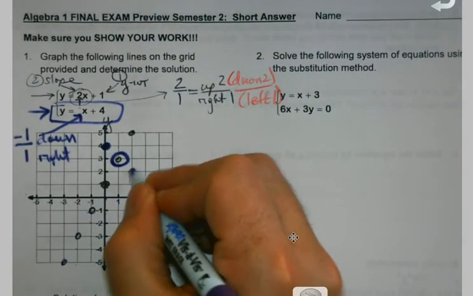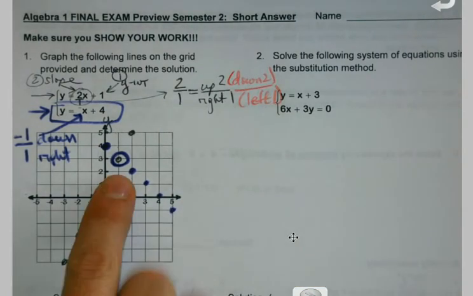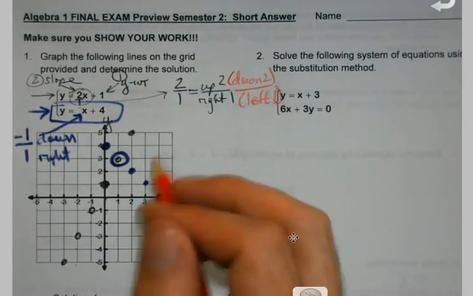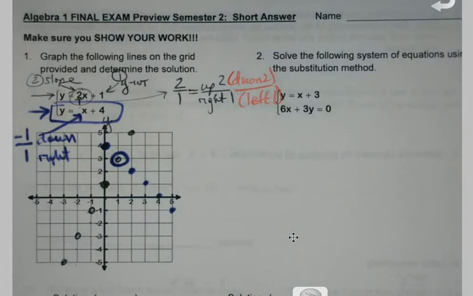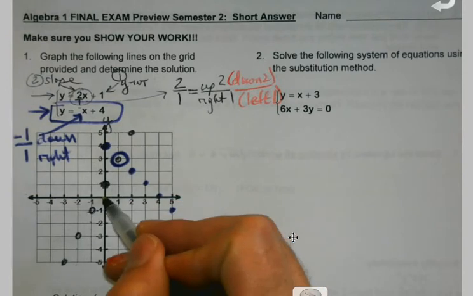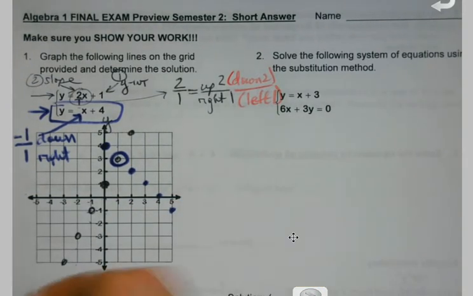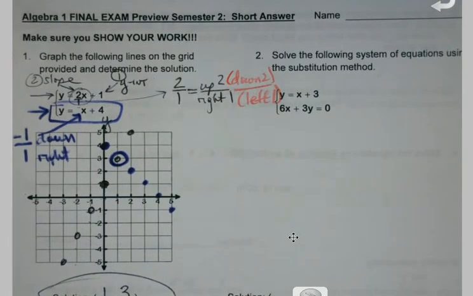Now, I could keep going down 1, right 1 if I wanted to. But my whole goal is to find that one spot where both lines have the same point, the same intersection. So once I see that, I just have to write down what that point is. Right 1 and up 3. So my answer is 1, 3. And I'm done. Any graphing questions are always going to work that way.